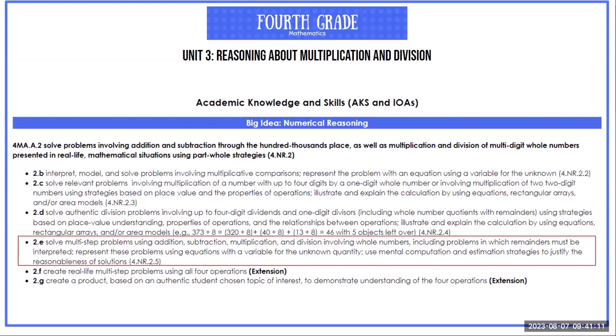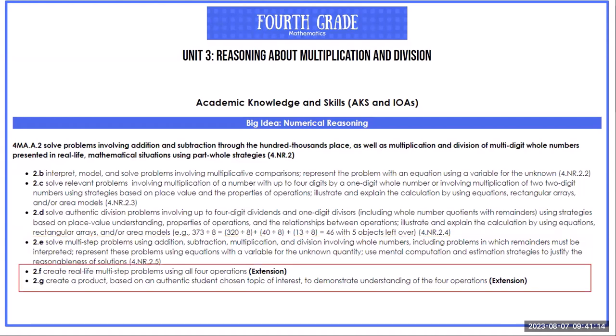For extension IOA 2F and IOA 2G, the purpose of these extension IOAs is for students to use their creativity, critical thinking, problem solving, and reasoning skills to determine their own way to apply the understanding of this AKS through various platforms to show the application of skills and concepts in the real world. For extension IOA 2F, students will create their own multi-step problems based in real-life situations using all 4 operations. For IOA 2G, allow students to determine how they will identify and create a product that demonstrates their understanding of the 4 operations.